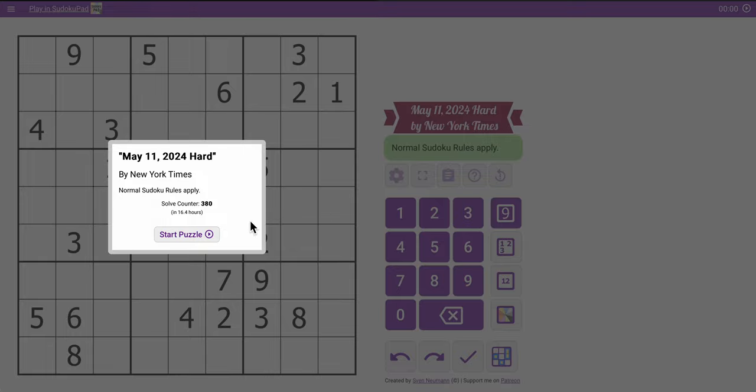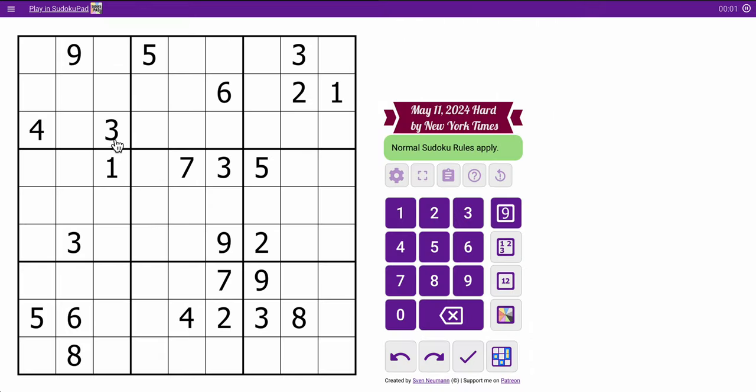Hi everyone, let's do the New York Times Hard Sudoku. This is Saturday, May 11th, and we start with placing a 3 in box 2 in one of two places in row 2, which is the only repeat digit I get in the top 3 rows.